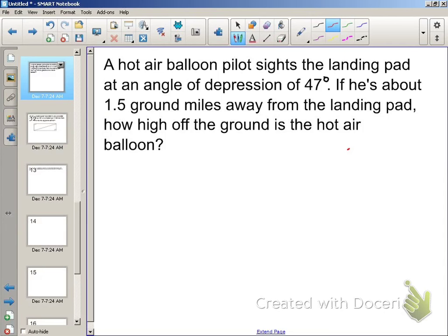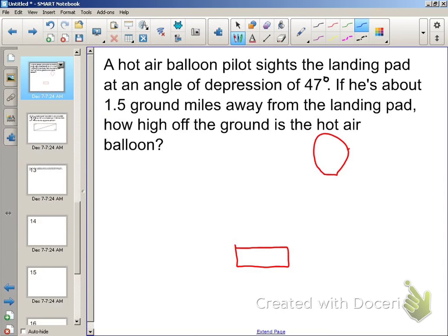So in this one, we've got a hot air balloon pilot sights the landing pad at an angle of depression of 47 degrees. If he's about 1.5 ground miles away from the landing pad, how high off the ground is the hot air balloon? All right, so we've got a hot air balloon up here. We'll just say that's our hot air balloon. And we've got a landing pad on the ground, so this is where he's going to land.